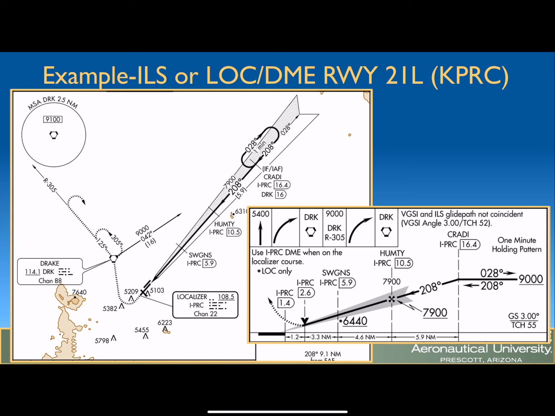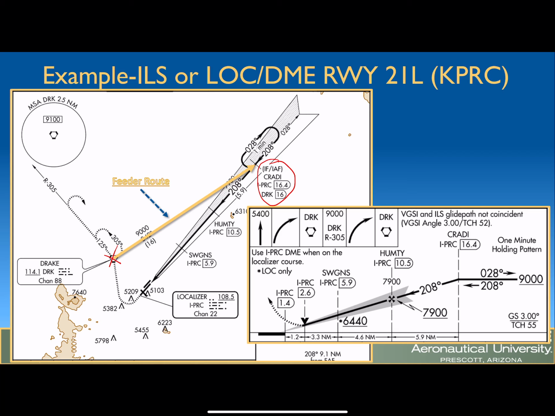So let's put all of the pieces together using the runway 21 left into Prescott. First, let's say we start at Drake. We would fly from Drake towards the initial approach fix using our feeder route. So in this case, once we hit our initial approach fix at Crotty, hopefully you're noticing that we're going the opposite direction than we need to be in order to fly this ILS.